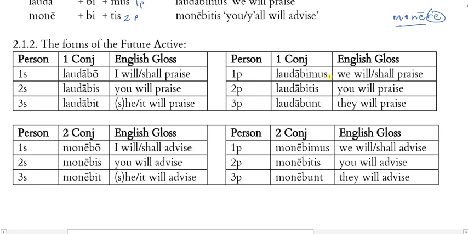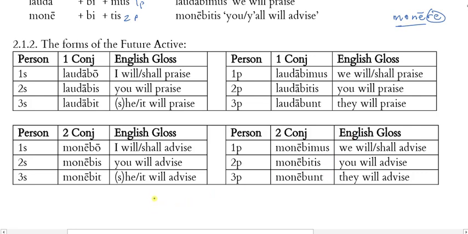Laudabimus, we will or shall praise. Laudabitis, you or y'all will praise. Laudabunt, they will praise. And then looking at moneo forms: monebo, I will or shall advise. Monebis, you will advise. Monebit, he, she, or it will advise. Monebimus, we will or shall advise. Monebitis, you will advise. Monebunt, they will advise.